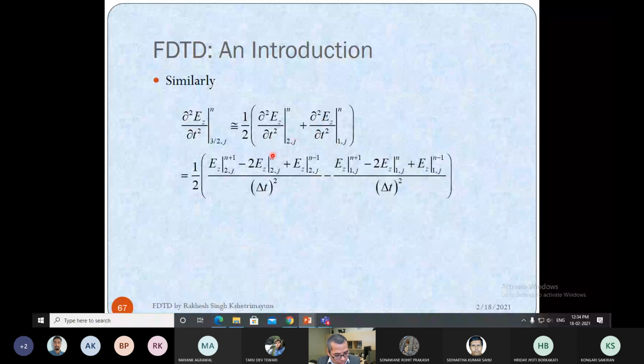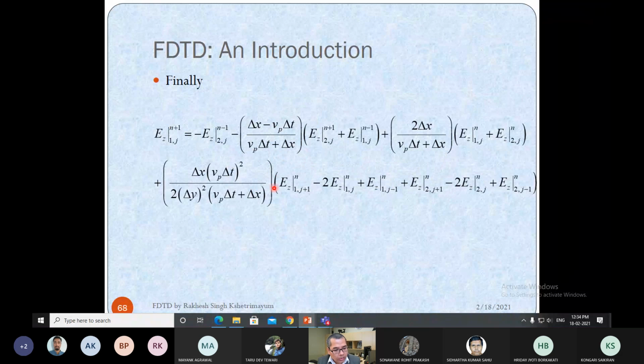So we can do the double derivative with respect to time, with n plus 1, n and n minus 1. The space location is fixed, 2 comma j here, 1 comma j here, divided by delta t square. So you can do the discretization now. The final expression for the update equation looks like this: Ez at 1 plus 1 comma j at n plus 1 is equal to minus Ez at 2 comma j at n minus 1. We just rearrange all the terms and put the latest one on the left hand side.